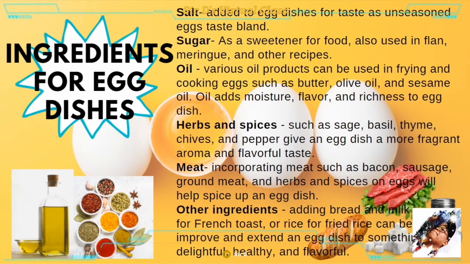Meat. Incorporating meat such as bacon, sausage, ground meat, and any other kind or form of meat would definitely help spice the egg dish. And for other ingredients, adding bread and milk for the French toast is one. Rice for some fried rice or the chow fan. And you can also use other things to incorporate flavors to your egg dish. Just make sure the nutritive value is still there, as we all want to achieve a healthy diet.